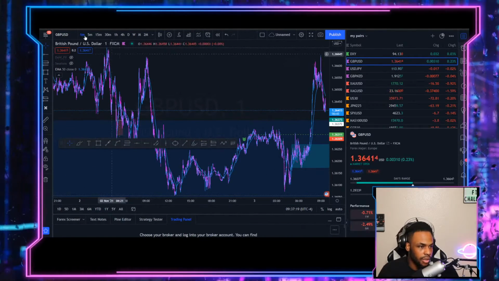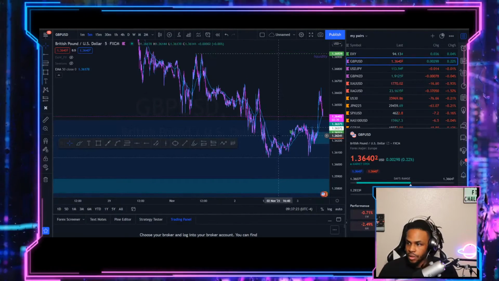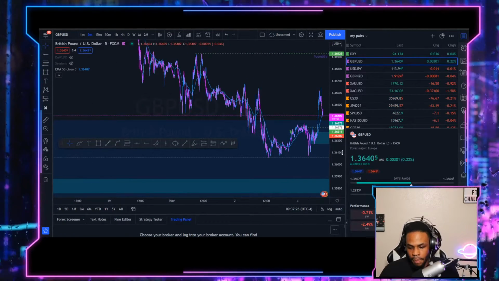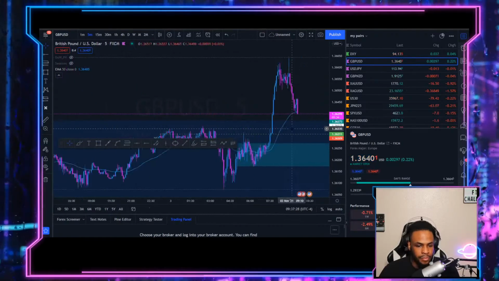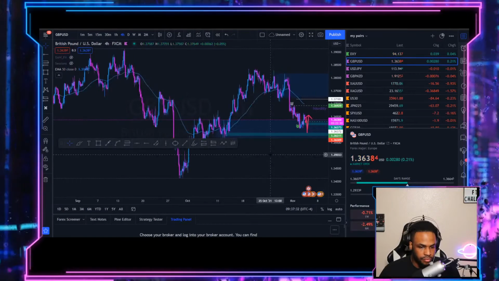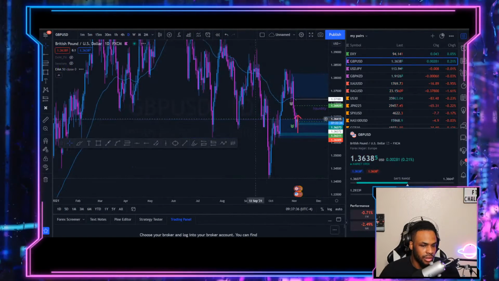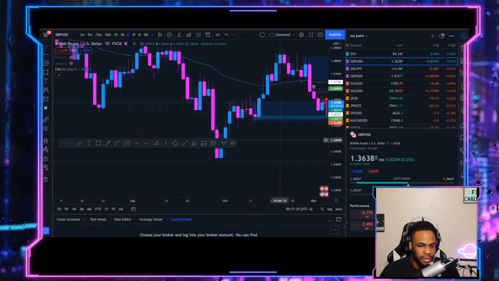This is what I was waiting to happen for the past 2 days. I was waiting for GBP USD to break up out of this area. And let me take it back to the 4 hour. Actually, I think this is a daily order block. So yeah, it's a big boy.